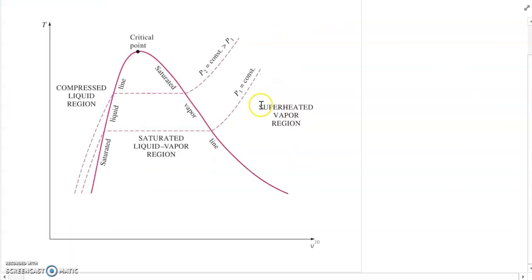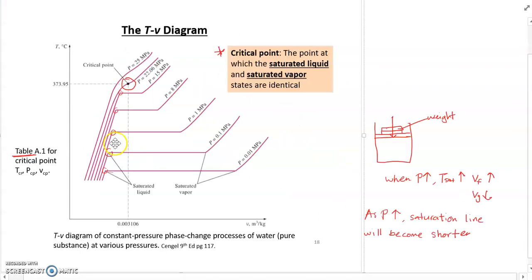So now let's proceed. Here I have a TV diagram. These are the saturated liquid states at different pressures. If you relate this to the slide on page 18, this is your different pressure lines on a TV diagram. The one that I circled here, the first point of your saturation line, is your boiling point, or we call it the saturated liquid point.